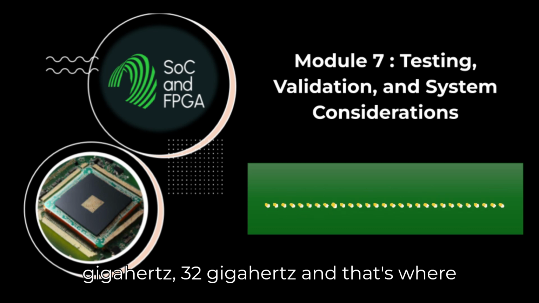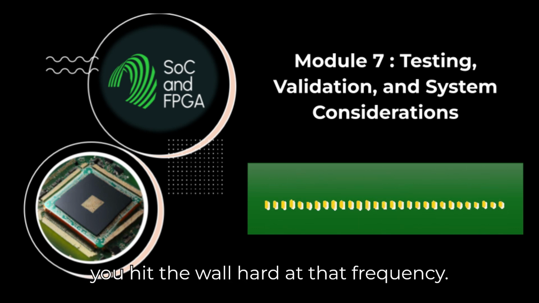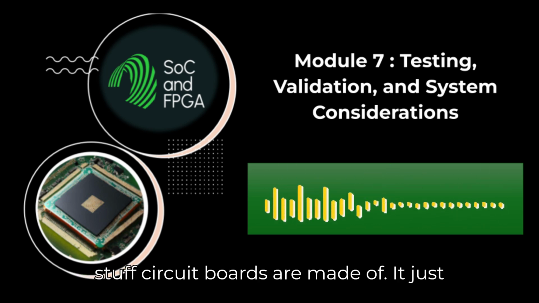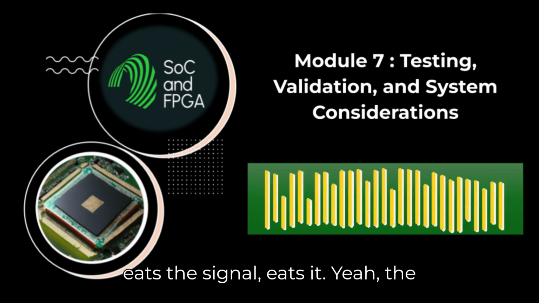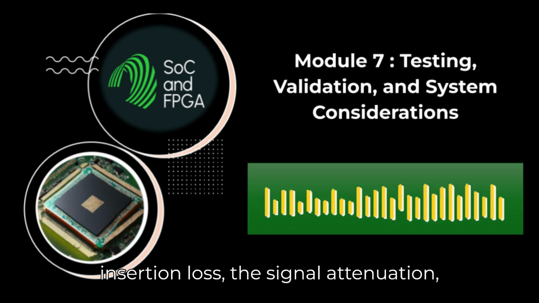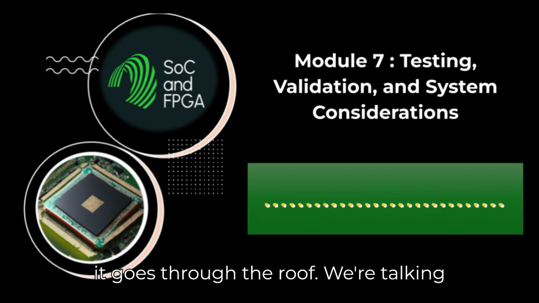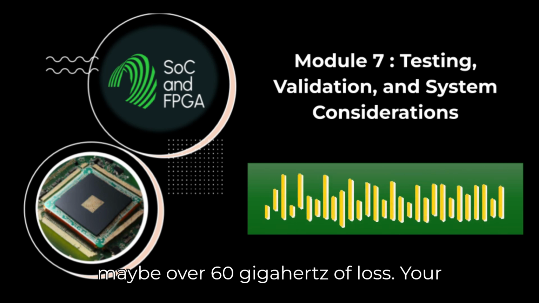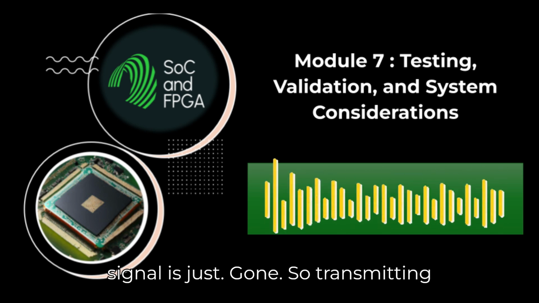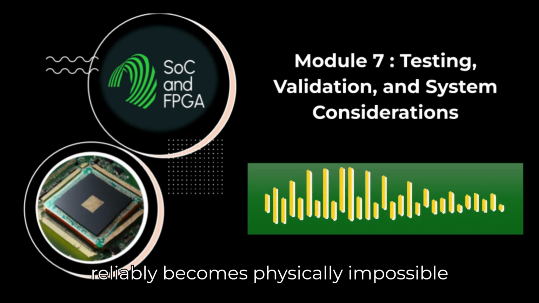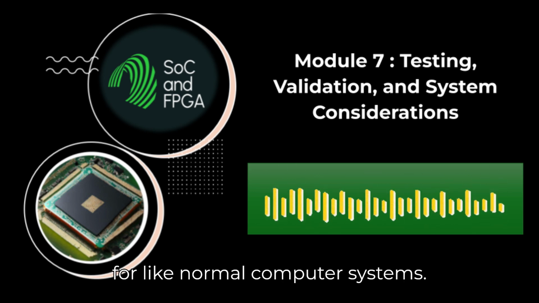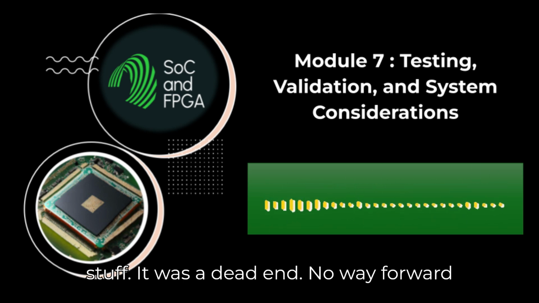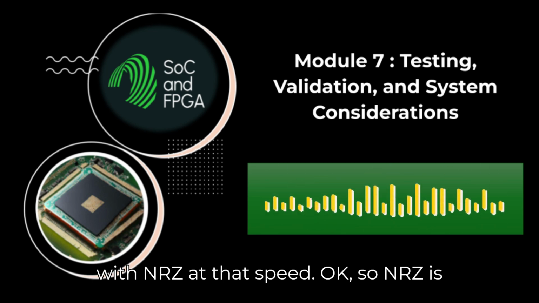32 gigahertz, and that's where you hit the wall hard. At that frequency, your standard FR4 PCB material, the green stuff circuit boards are made of, it just eats the signal. Yeah, the insertion loss, the signal attenuation, it goes through the roof. We're talking maybe over 60 decibels of loss. Your signal is just gone. So transmitting reliably becomes physically impossible for normal computer systems. Completely impossible for mainstream stuff. It was a dead end. No way forward with NRZ at that speed. Okay, so NRZ is out.